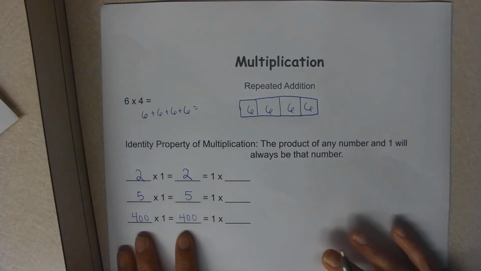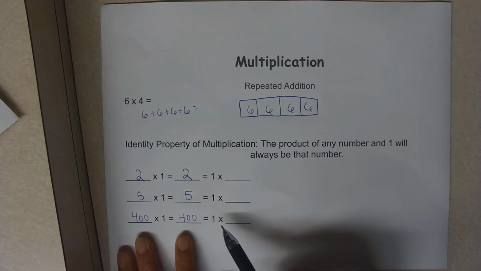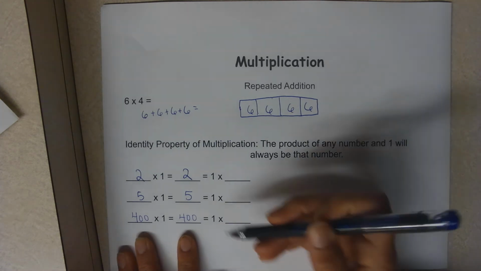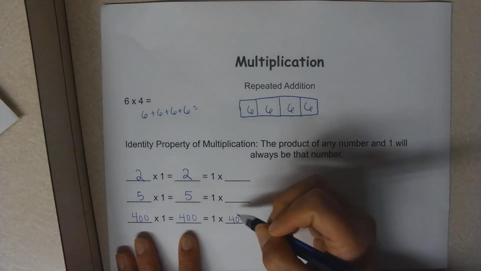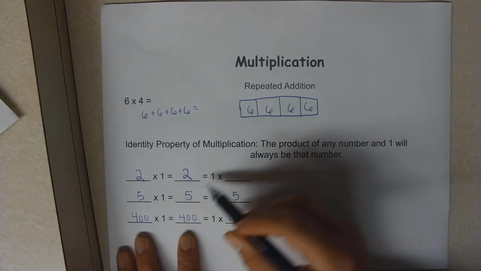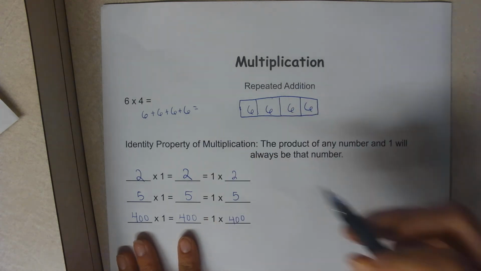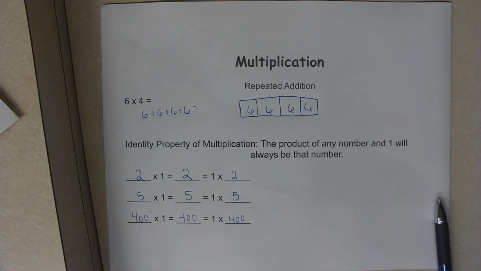The commutative property allows you to change up the order. So 1 times 400 equals 400. 1 times 5 equals 5. 1 times 2 equals 2. And that is the identity property of multiplication.